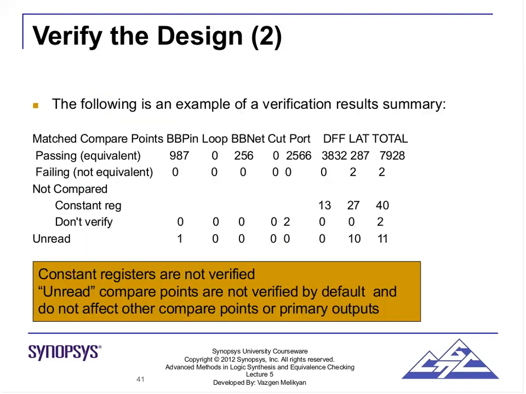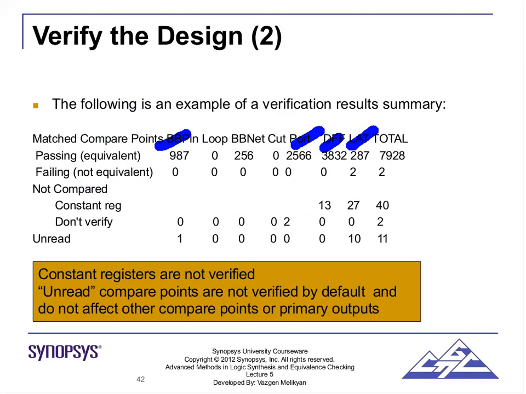So this is the report, a typical verification report, matched compare points, passing, failing. Here it is categorizing the compare points as black box bin, loop, black box net, cut point, let us not go into this, port, DFF, these are most important. The important ones are black box bin, port, DFF and latch.